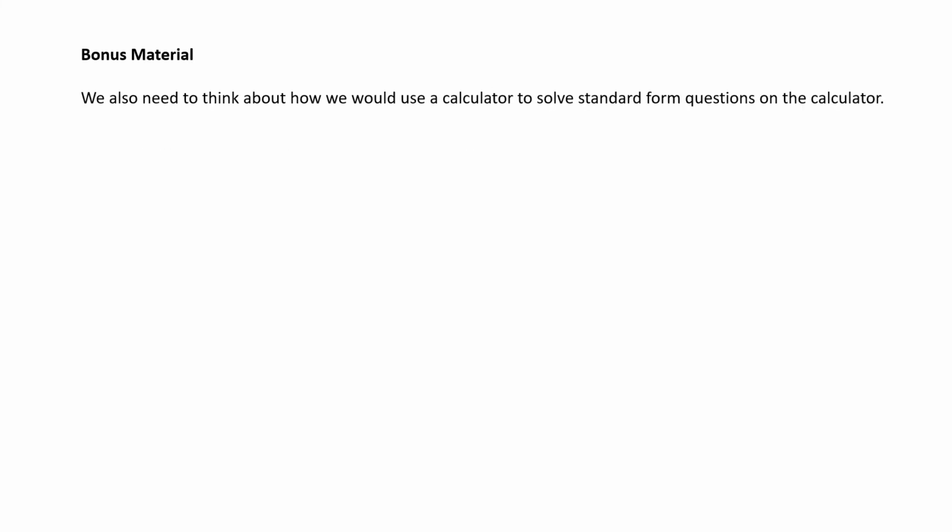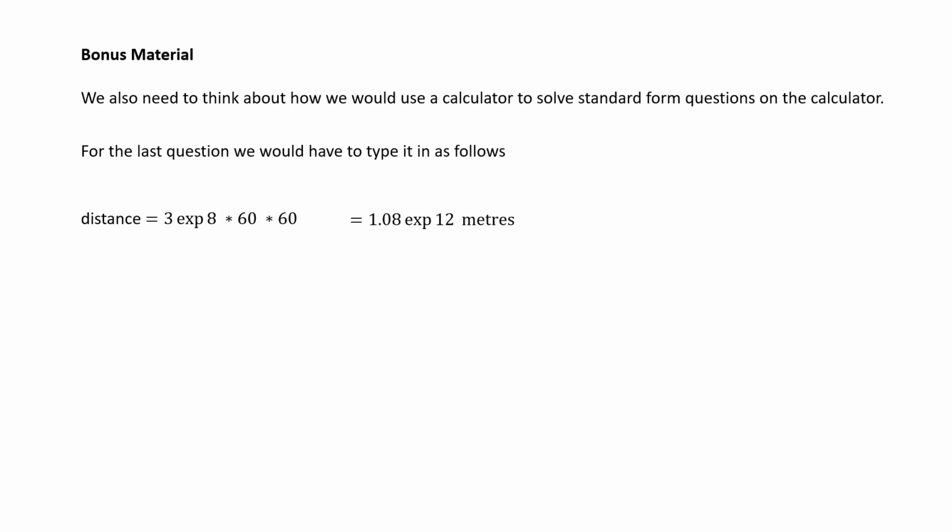Now, in terms of using the calculator, if we look at the last question, we can do it in the following way. Now, you either type it as 3 and you press the EXP button. Do not put times 10 to the power of 8, because you will end up with an incorrect answer. So it's the EXP button, 8 times 60 times 60, and your calculator will give you that 1.08 x 10 to the power of 12, and then you would write meters after it.